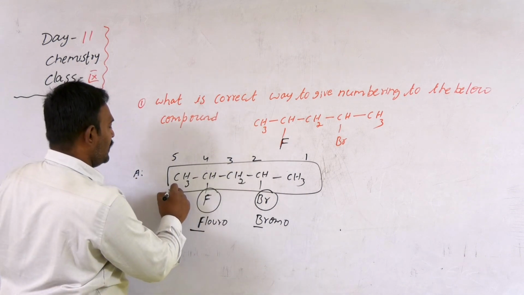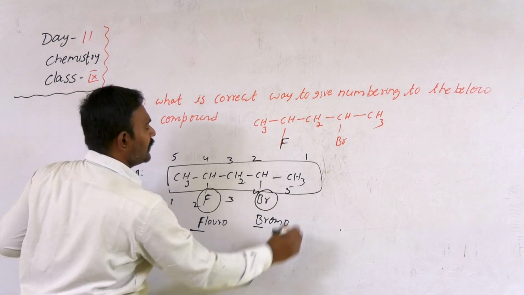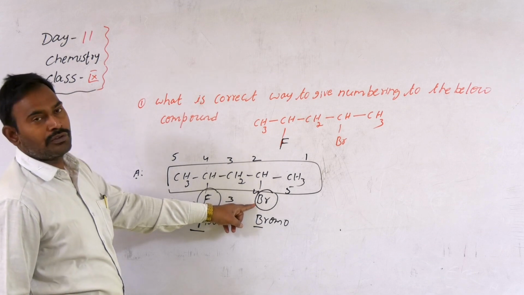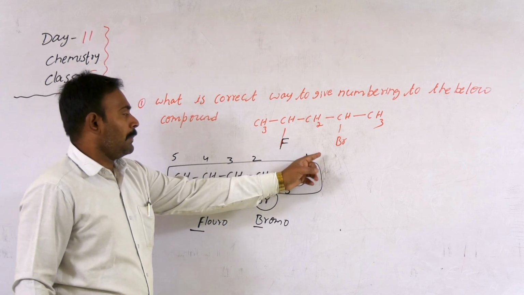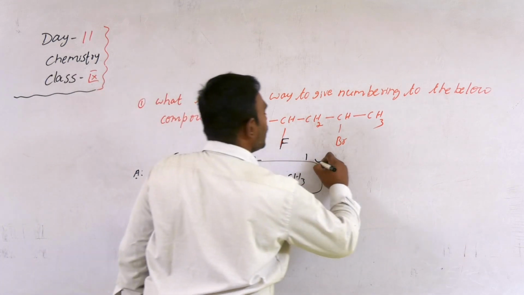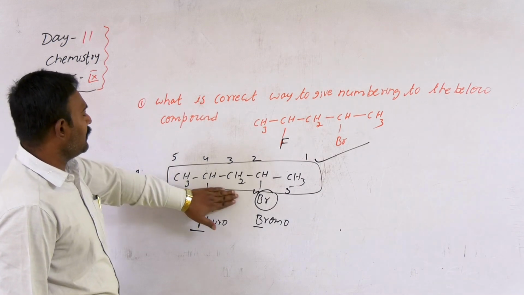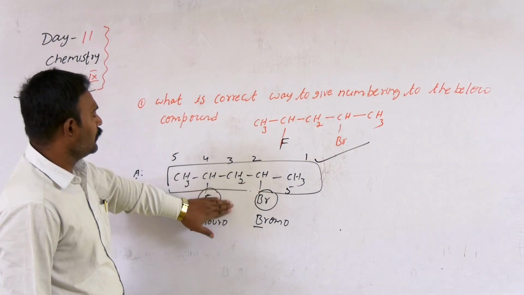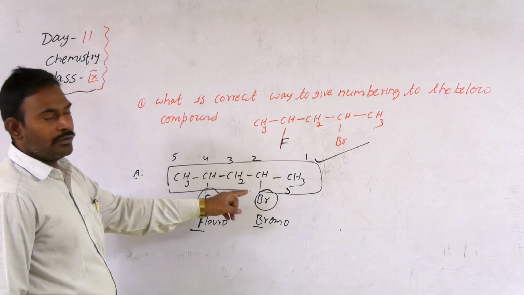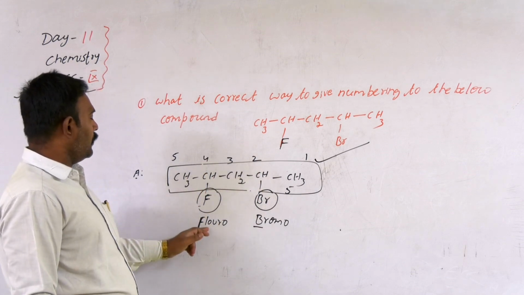And the second method: 1, 2, 3, 4, 5. If we allot the numbering this way, bromine gets the fourth number. If we allot from right to left, bromine gets the second carbon. So it is the correct way to give the numbering. Can you say what is the name of this compound? 2-bromo, 4-fluoropentane.